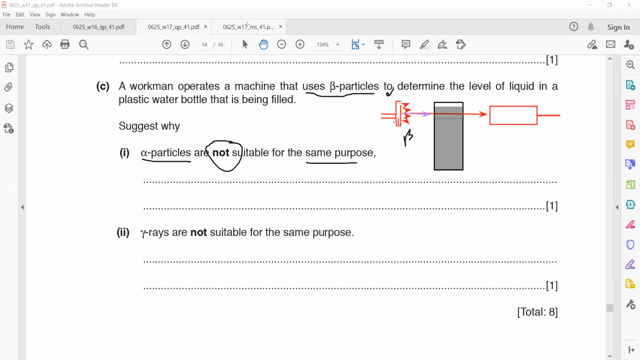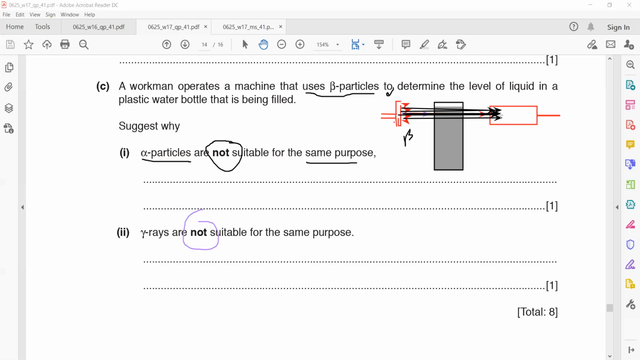Why is gamma not suitable? Can react with water, I think so. No, in terms of physics you have to explain. There is ionization caused by the gamma, but you don't have to go on that point. Basically, gamma has the highest range or greatest penetration power, so even if there is liquid or no liquid, the gamma is able to penetrate or pass through. So the reading on the detector will not change.